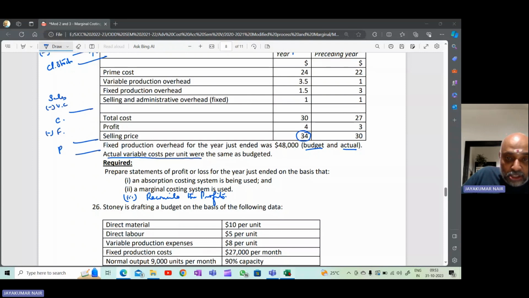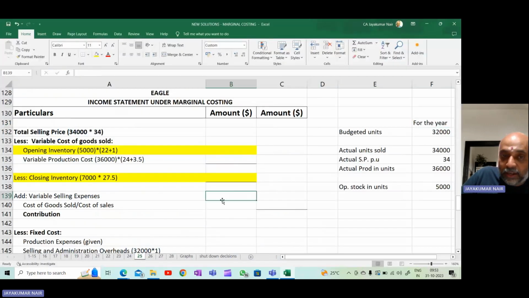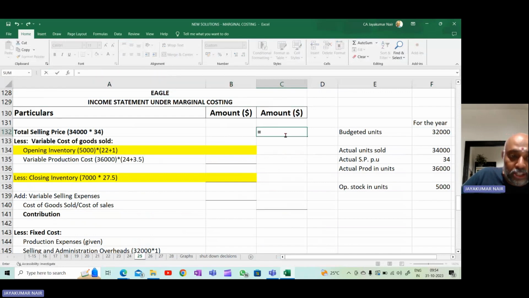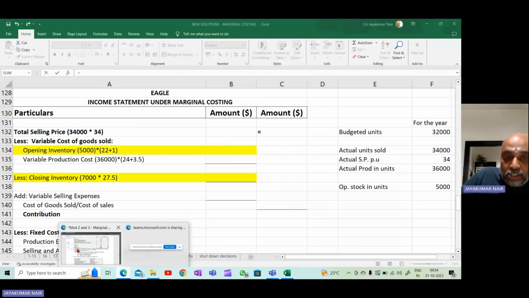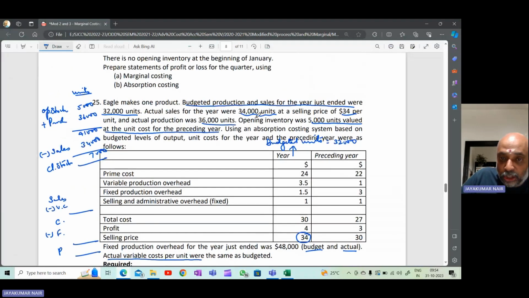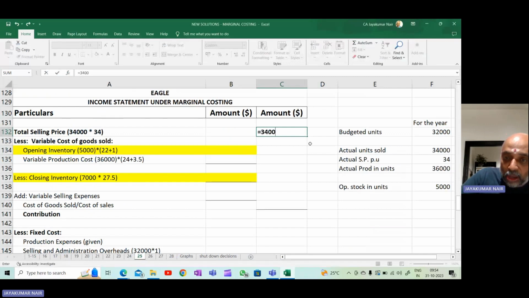So we will first prepare the income statement under marginal costing. How do we do this? Eagle income statement under marginal costing. What is the selling price? How many units are you selling? You are selling 34,000 units, and the selling price per unit is 34. So 34,000 into 34 is your total sales.